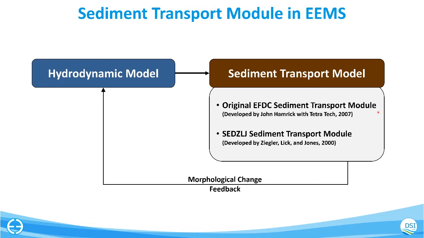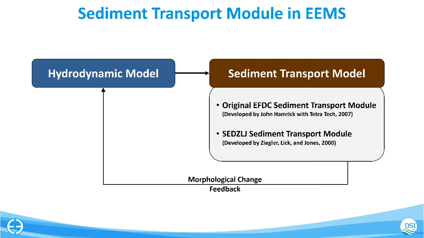Today, we are going to cover the most popular one, which is the original EFDC sediment transport module, because the difference between these two modules is in how we specify the erosion rate of the sediment bed. In the original EFDC module, the modeler can assign the erosion rate of the sediment bed as a user-defined parameter value, and that value will be applied to the entire model domain as a constant.